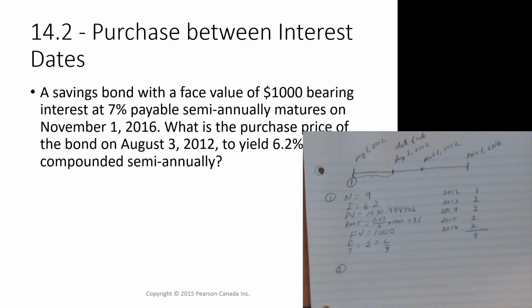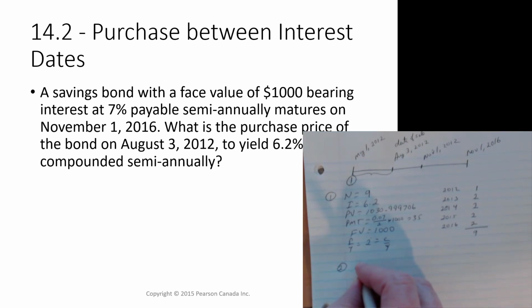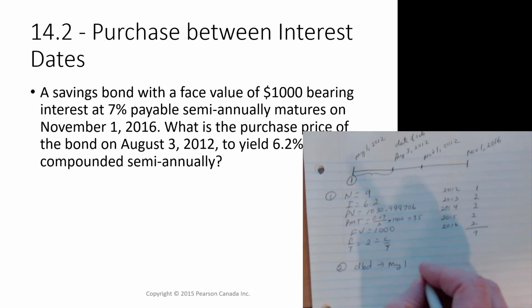So our first step is we need to know how many days did the seller own that bond. So how many days out of that next coupon payment period did the seller own the bond? So we're going to go visit our days between dates calculation. And we need to know the days between dates from May the 1st, 2012, to August the 3rd.